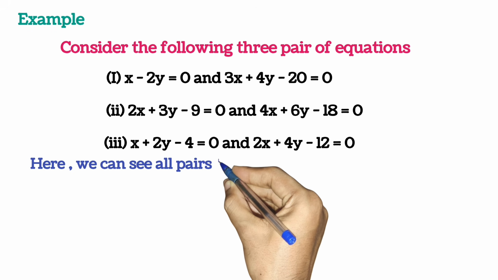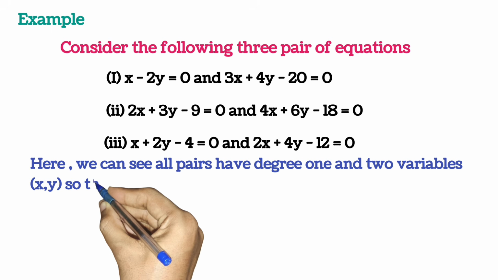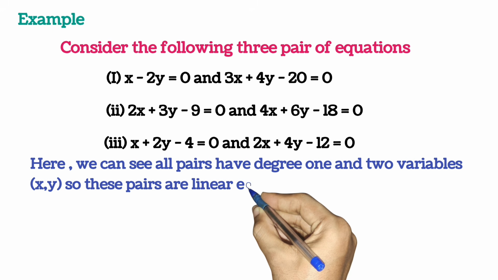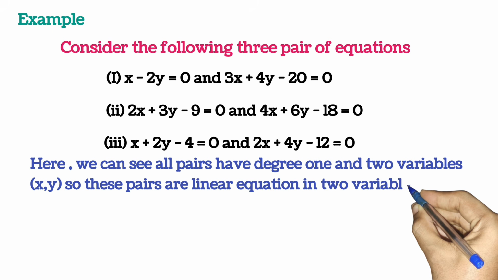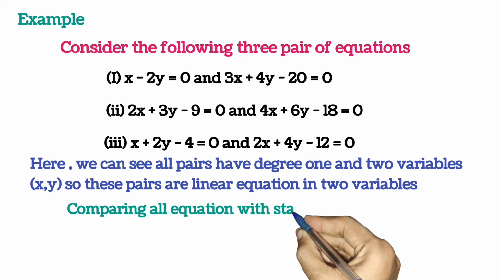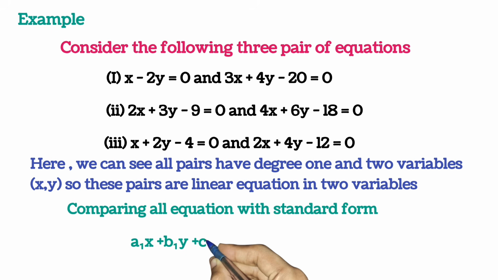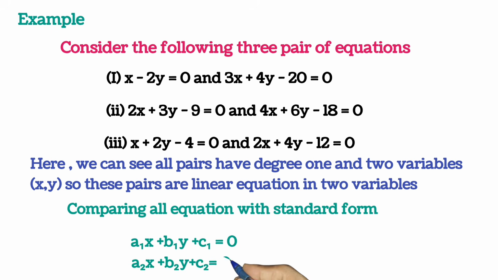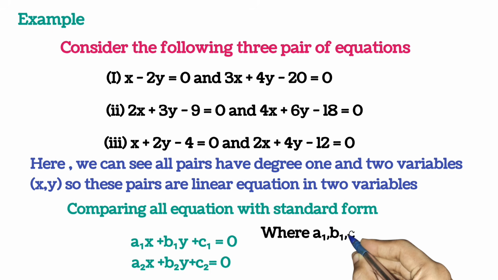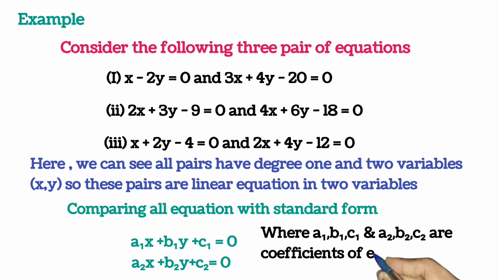Here we can see all pairs have degree 1 and 2 variables x, y. So these pairs are linear equations in 2 variables. Compare all equations with the standard form, that is a1x plus b1y plus c1 equal to 0, a2x plus b2y plus c2 equal to 0, where a1, b1, c1 and a2, b2, c2 are coefficients of the equations.